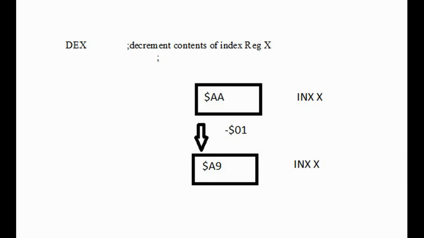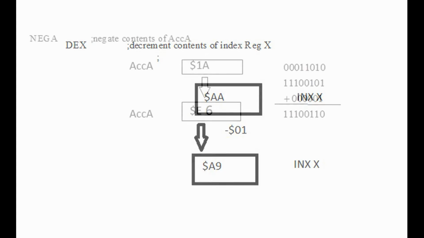In this case, we are going to decrement index register X. If index register X, let's say, had AA, and if we decrement, then we subtract 1 from AA, which gives us A9. This is an inherent command, and neither one of the accumulators has been touched. And also there is decrement Y, which does the same thing to index register Y.